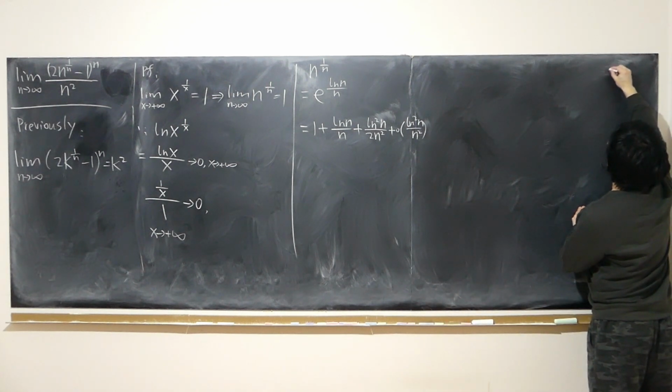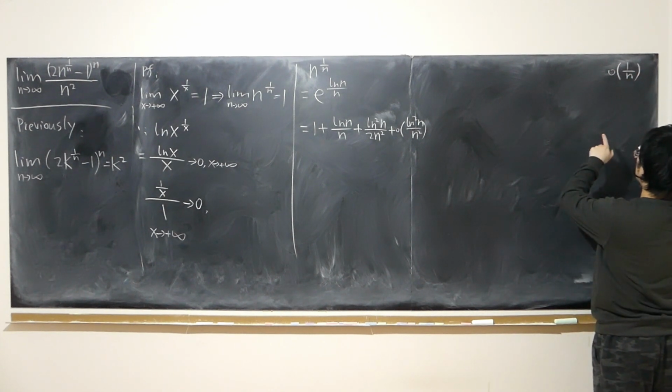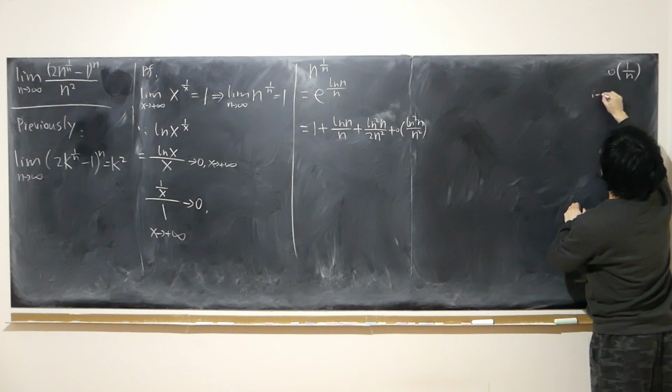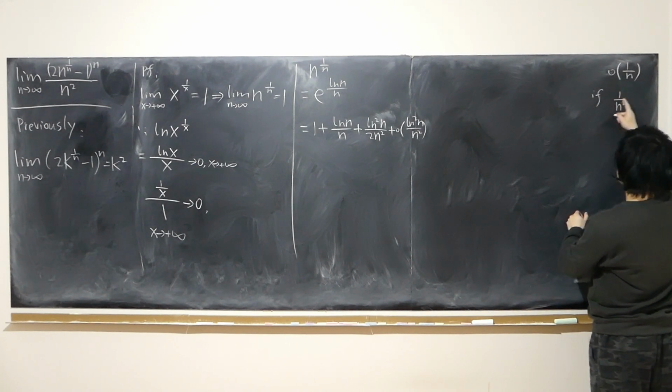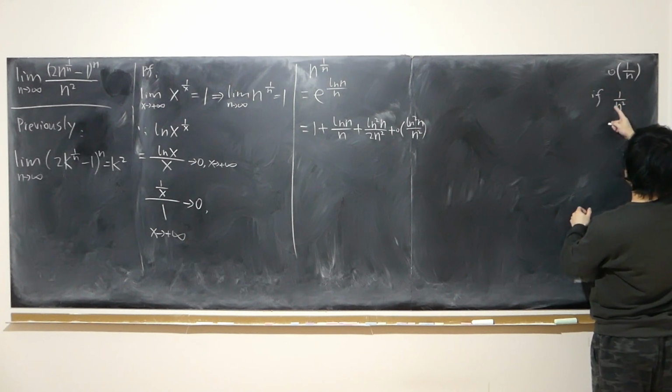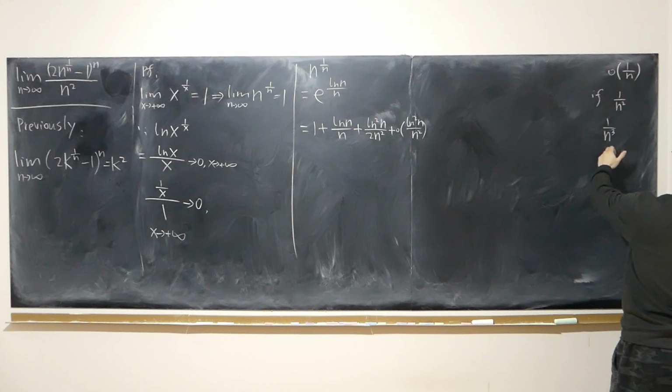Something is little o of 1 over n if the whole thing approaches 0 faster than 1 over n. For example, 1 over n squared is little o of 1 over n. Why? Because it approaches 0 faster than that, obviously. And 1 over n cubed can also be written as little o of 1 over n, obviously. It's approaching 0 faster.